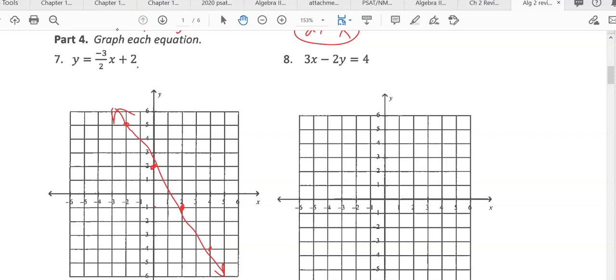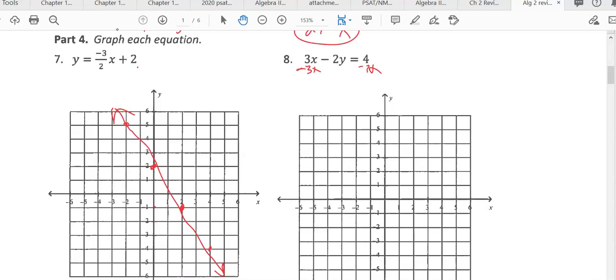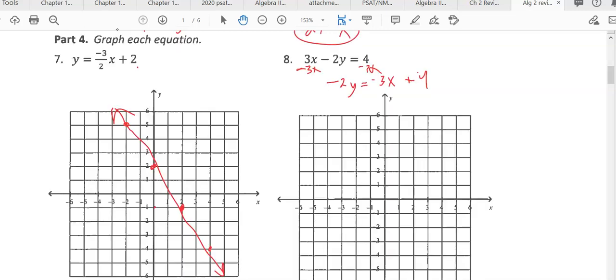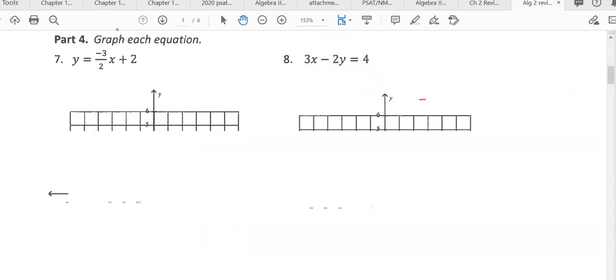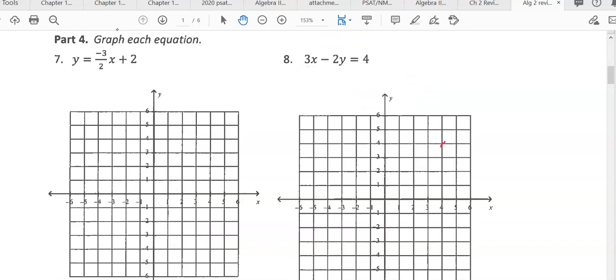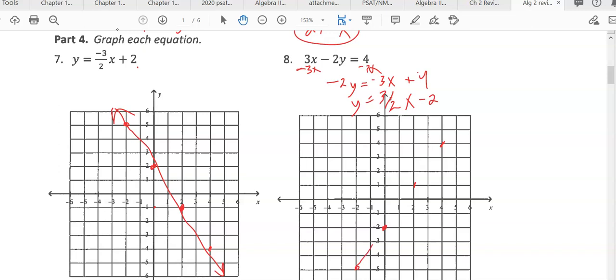This one, you might want to put into slope-intercept form. I would subtract 3x first. So you get -2y equals -3x plus 4. Sorry, it's kind of doing some funny things there. Divide by -2, y equals +3/2 x. Divide by -2, that would be -2. So the y-intercept is -2, and the slope is +3/2: up 3 over 2 to the right, up 3 over 2, down 3 over 2 to the left, and you got your line.